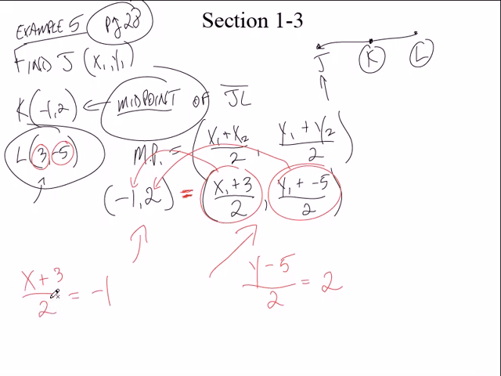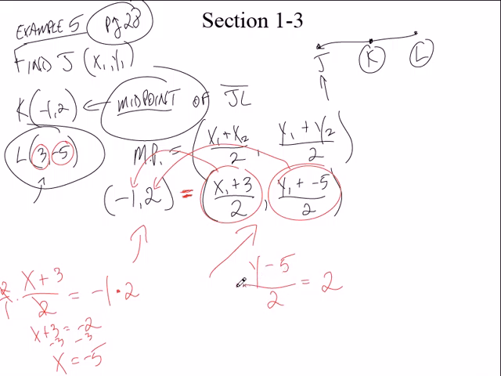Now watch, this is actually the easy part. How do I get rid of that 2? Multiply both sides by 2. Alright, so that cancels, that cancels. I've got x plus 3 equals what? -2. One more step and we're almost done. Subtract a 3, subtract a 3, x equals, what's -2 minus 3? -5. So that's the x part of the point I'm trying to find.